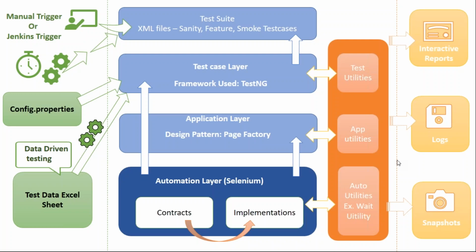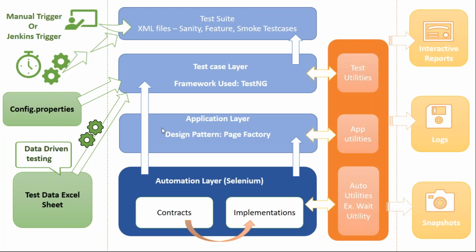So this was the framework we are going to start with. We started yesterday, and we have completed one part of this automation layer, that was the contracts. Next, what we were doing is implementation. So today we'll try to complete implementation, and then we will start with application layer.